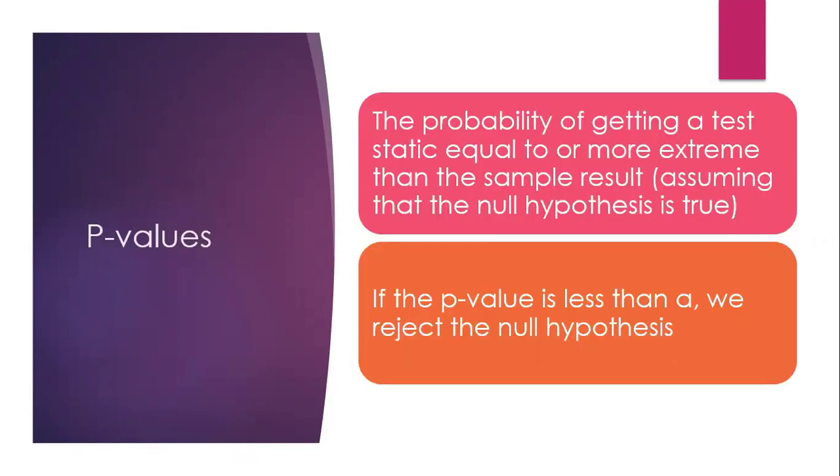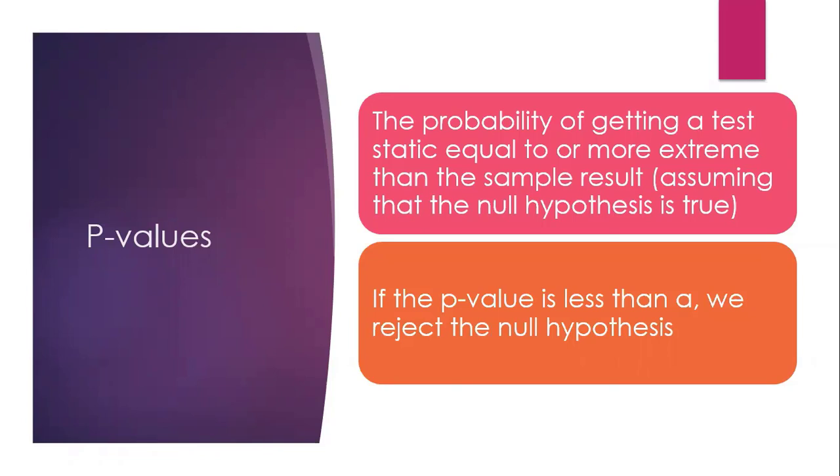Now, I said there were two ways of doing these single sample hypothesis tests. The second is using p-values. We've seen p-values before. Remember in SPSS when you would get a significance level on your correlation? That was a p-value. Your p-value is the calculation of the probability of getting a test statistic that is equal to or more extreme than the sample result. When you're using p-values, if your p-value is less than alpha, then we reject the null hypothesis.